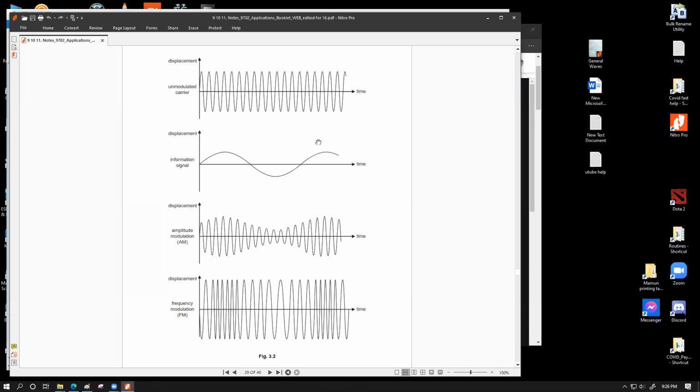There are 2 different ways you can do this. Amplitude modulation gives you this thing. Frequency modulation gives you this thing. Before I tell you anything, I want you guys to look at this and try to gather some ideas. I'll give you some time.